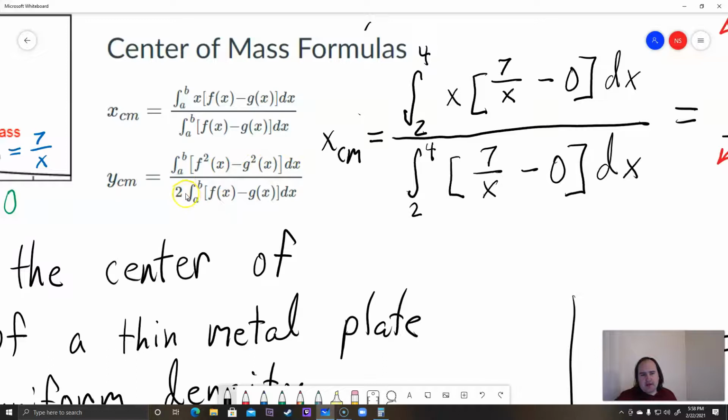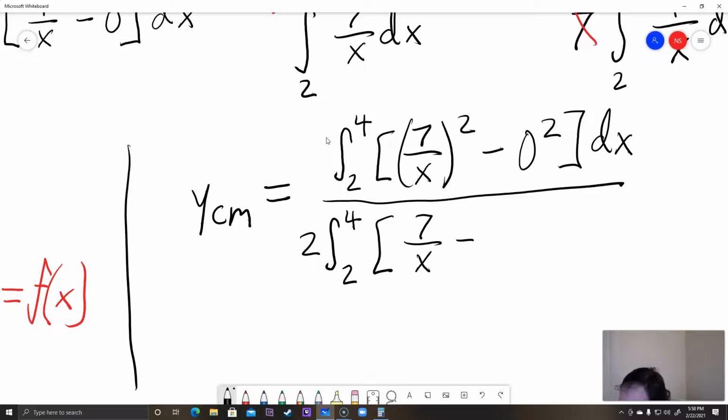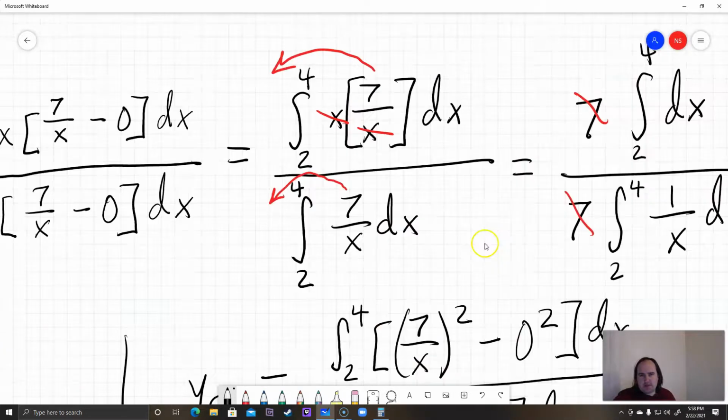And then in our denominator, we have 2 times the integral from a to b of f of x minus g of x dx. So that's going to be 2 times the integral from 2 to 4 of f of x minus g of x. So that's going to be 7 over x minus 0, dx.